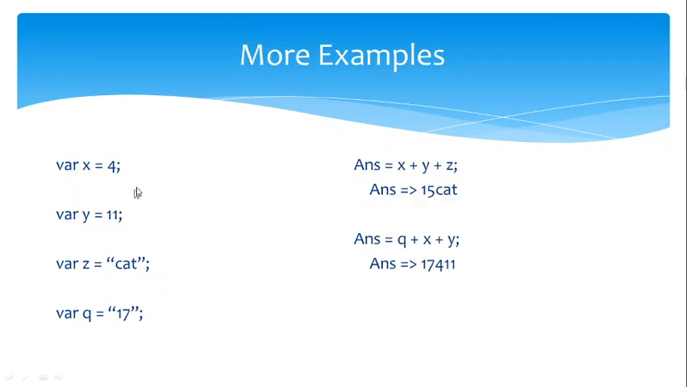More examples, the same here. x is equal to 4, y is equal to 11, z is equal to cat, q is equal to 17. You have to understand this, this is very, very important. Okay, x plus y plus z. x is a number, y is a number, and z is a string. So x plus y is 15, 15 plus z, what is z? z is a cat, a string, so 15cat.